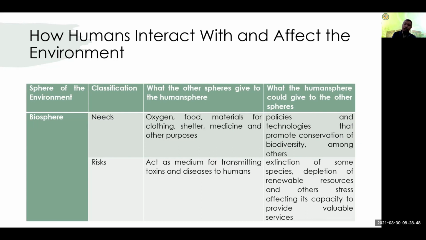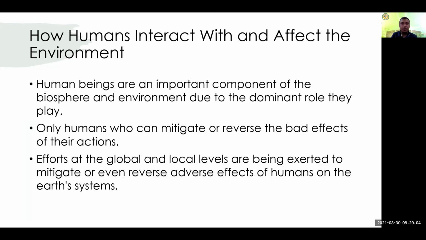Then in return, the humans can also cause extinction of some species, depletion of renewable resources, and other stress affecting the capacity of the biosphere to provide valuable resources. So based on this table, we could see that human beings are actually an important component of the biosphere, or in particular of the environment, because of the role that they play.